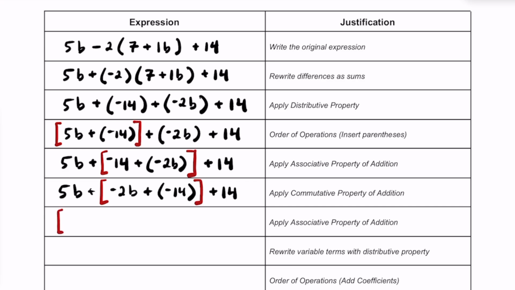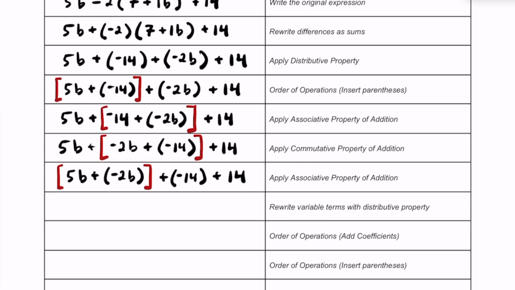So let's go ahead and put the brackets in front. If we do that, it's going to be 5b plus -2b. Okay. And then we're going to have this plus 14 on the outside, or rather plus -14, and then plus this positive 14. All right.